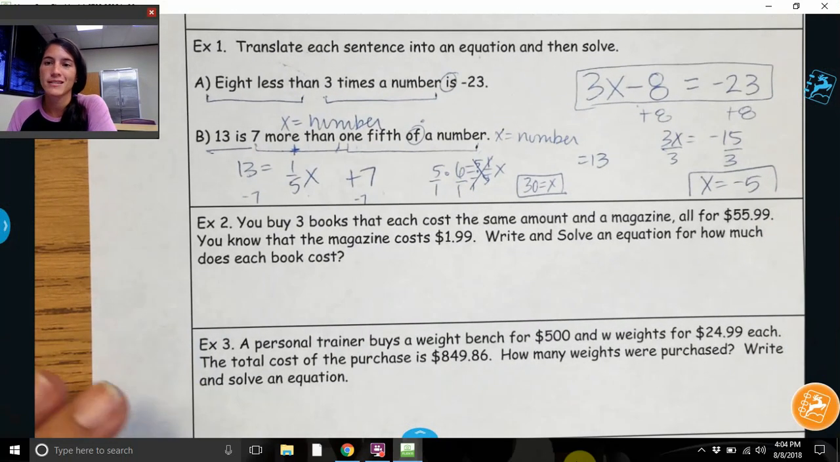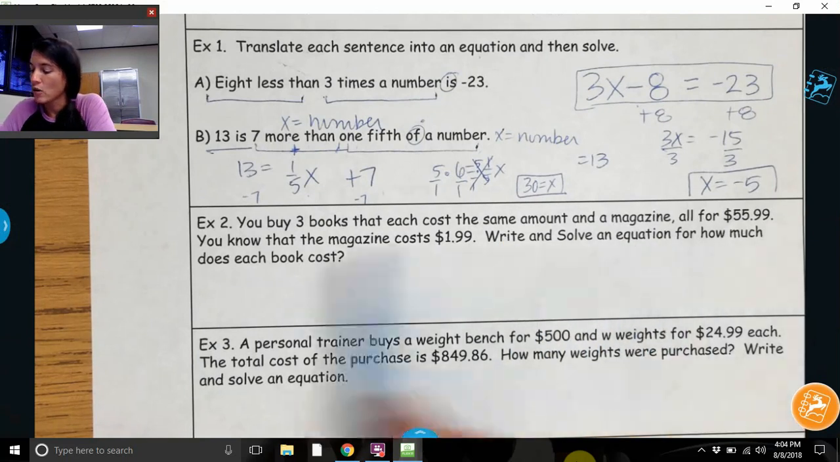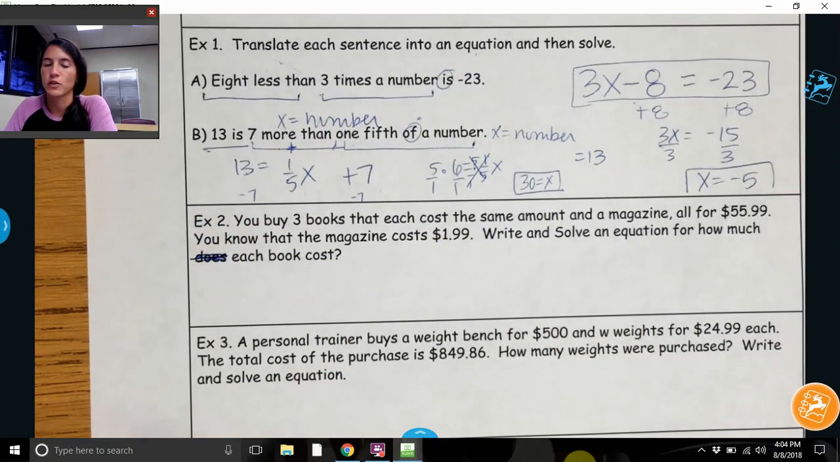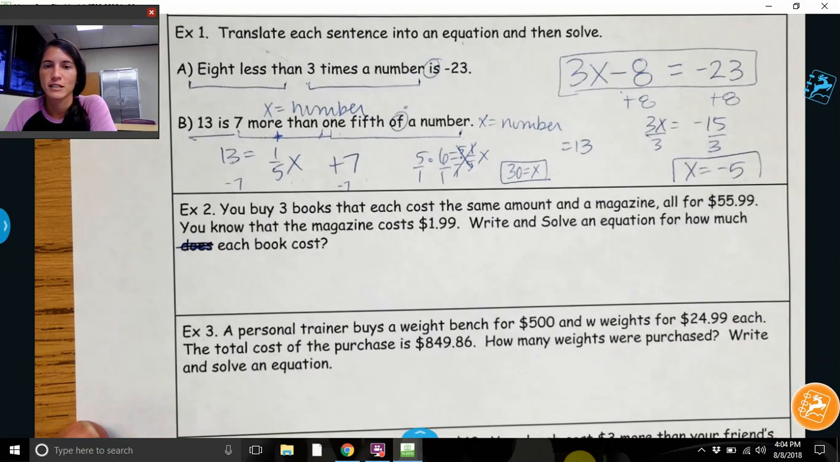Example 2. Now we're going to get into some word problems. You buy 3 books that each cost the same amount and a magazine, all for $55.99. You know that the magazine cost $1.99. Write and solve an equation for how much each book costs. Cross out "does," not necessary.